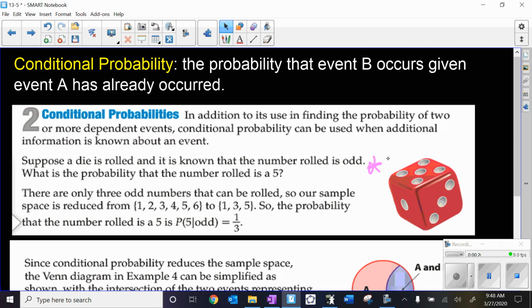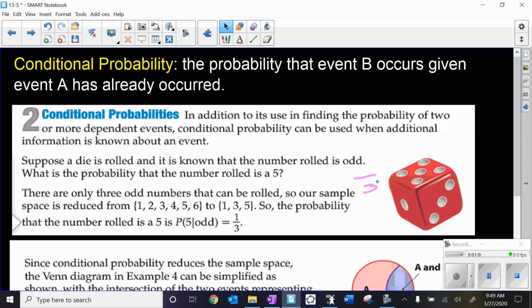Suppose a die is rolled and it is known that the number rolled is odd. What is the probability that the number rolled is a 5? So I'm really telling you, I'm reducing your sample space. At the beginning, if I didn't tell you that the number rolled was odd, you would tell me that there are 6 options for my dice to be rolled. But since I restrict it and say that the number rolled is odd, now you're only dealing with the odd numbered locations on your dice, which restricts it from 6 down to 3. So now you have 3 total options.